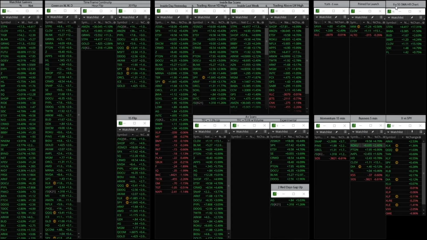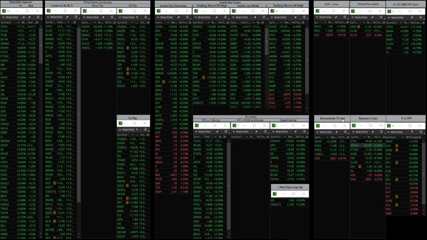Okay, the 9 crossing 50 on the hourly. It's another similar type of moving average, looking for like a launch type of scenario. This is the 9 EMA crossing the 50 SMA on the hourly. Okay, that's pretty straightforward. Okay, these two down here, the momentum 15 minute and the runners 5 minute.